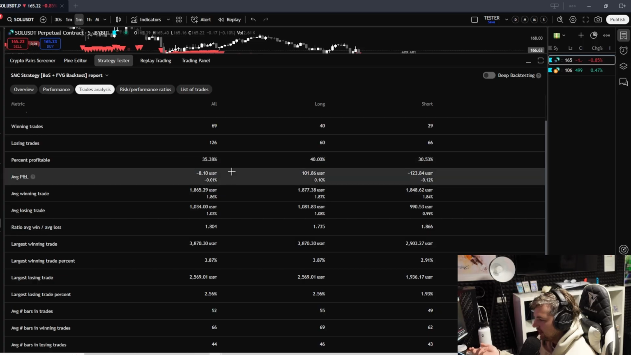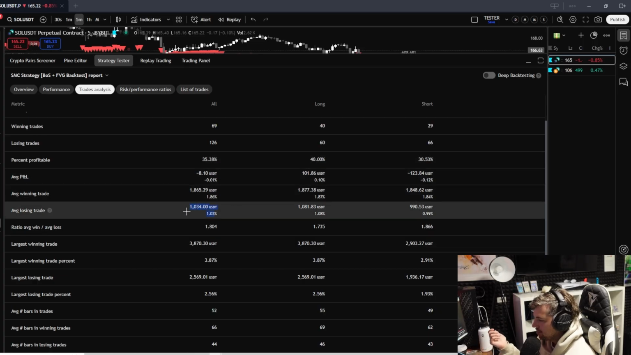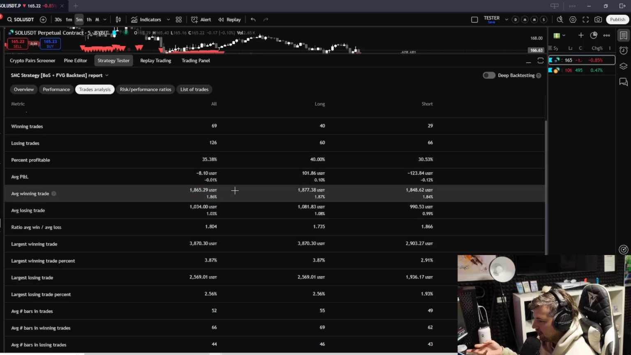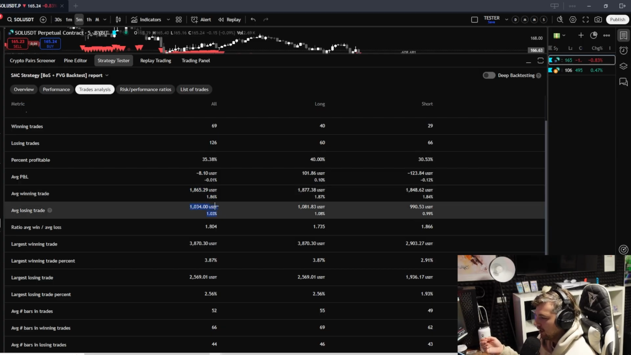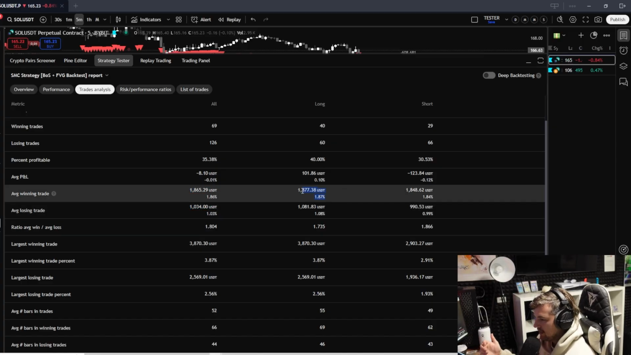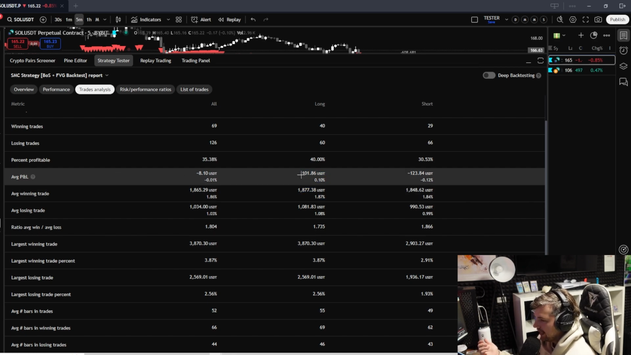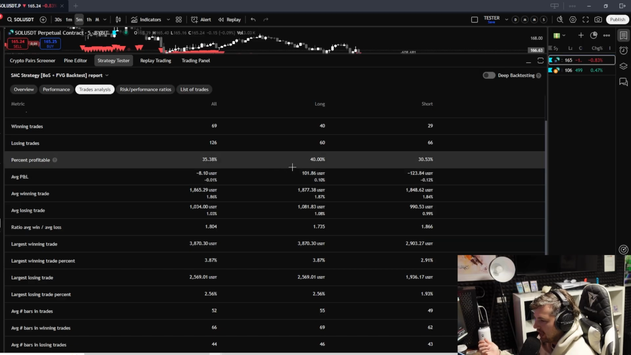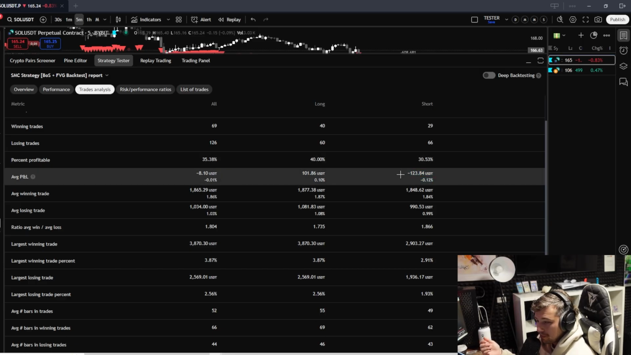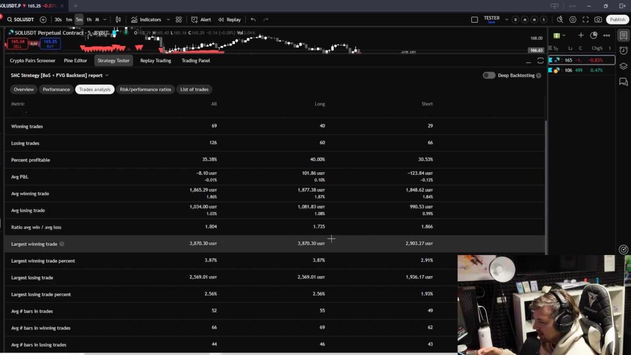Trades analysis, we can go in here and see average losing trade was 1,000, average winning trade was 1,800. So it does seem like they were cutting losses at 1,000. That was their stop loss, but sometimes they would let them run for too long. The wins, however, they kept going, which was good. Average P&L on the longs was $100. Average P&L on the shorts was minus $123. So that was really where the losses started forming.